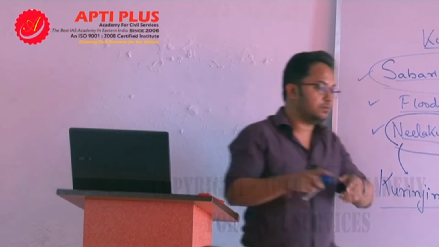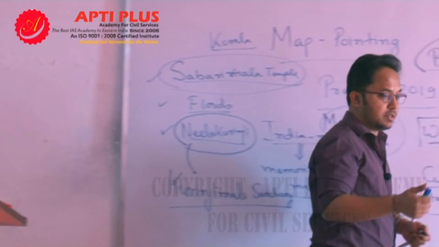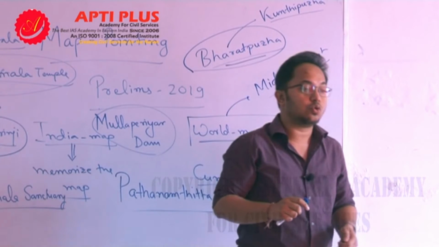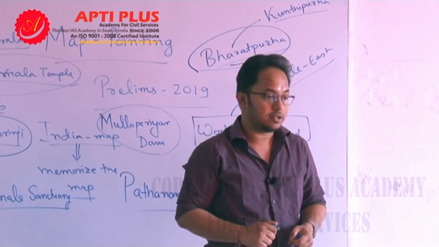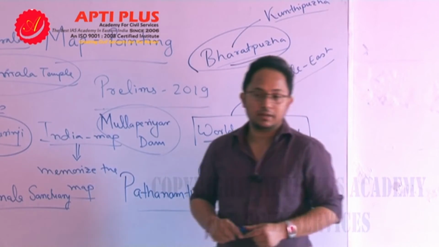Kunti Puja, you'll find the river in Kerala. Is it not present over there? Kunti Puja goes through Silent Valley National Park. Silent Valley National Park. It is in Kerala.